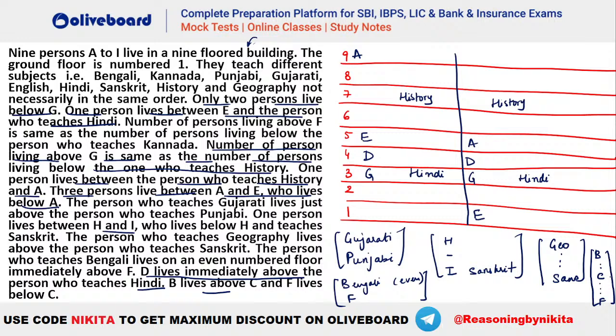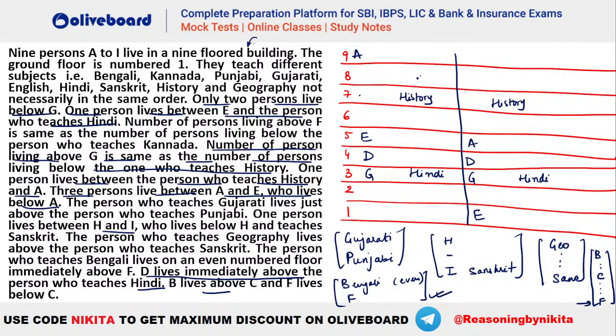There can be more floors between them as well. Okay, so let's try to place your F, because we can see that there is a connecting point with F, which is Bengali is immediately above F, where we have an even numbered floor for Bengali. So let's say if you take your Bengali at this point, so F will be here, but above F we have to place your B and C also, which will not be possible.